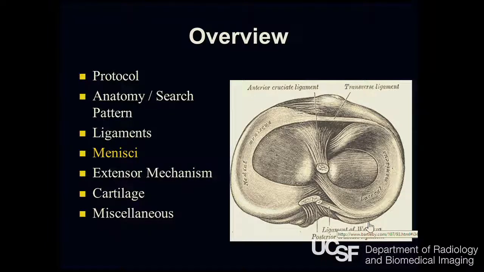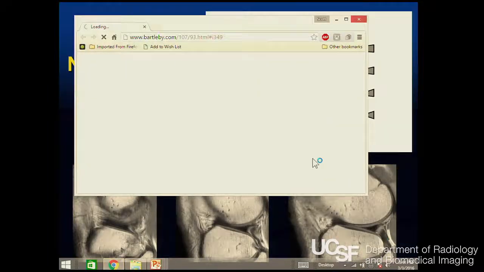Moving on to menisci. So we've talked about our protocol, the anatomy, how we go through our imaging search. We've discussed the ACL and the PCL, as well as the surrounding structures, the medial supporting structures and the lateral supporting structures. And we'll spend most of the remainder of this talk on the menisci.